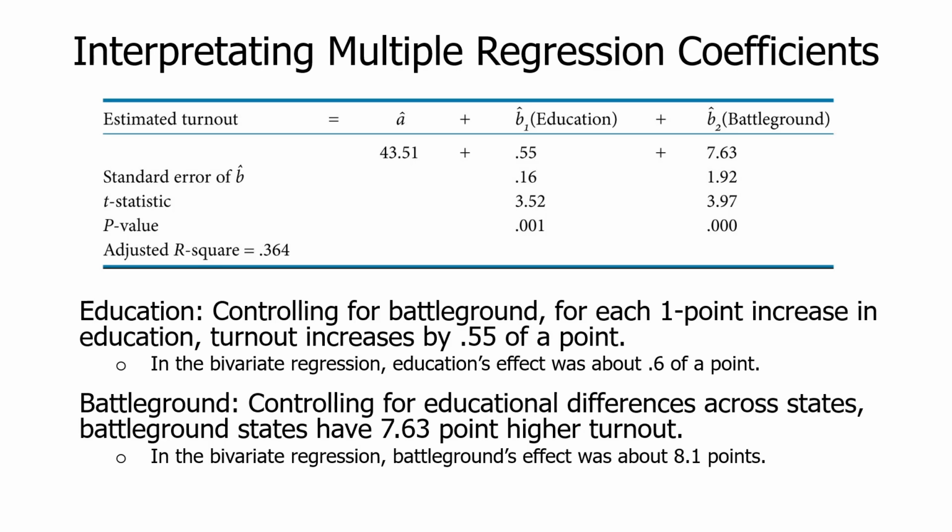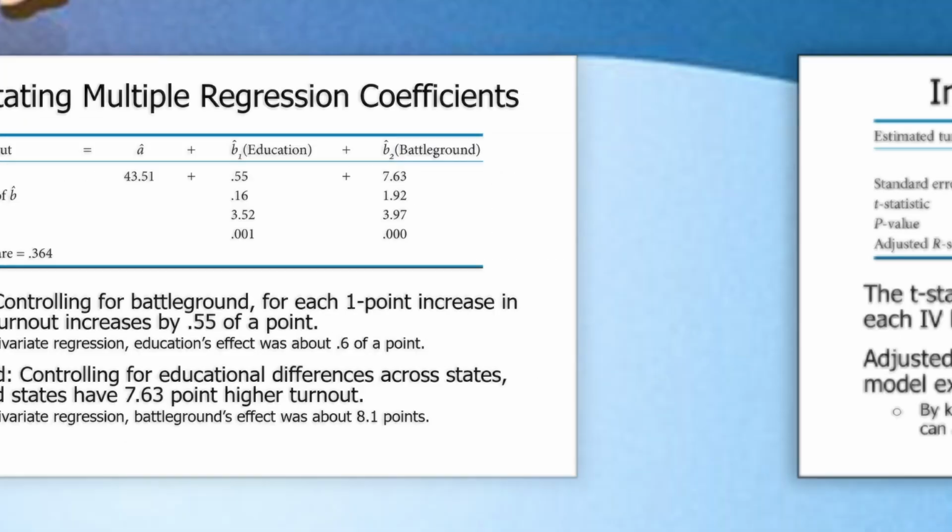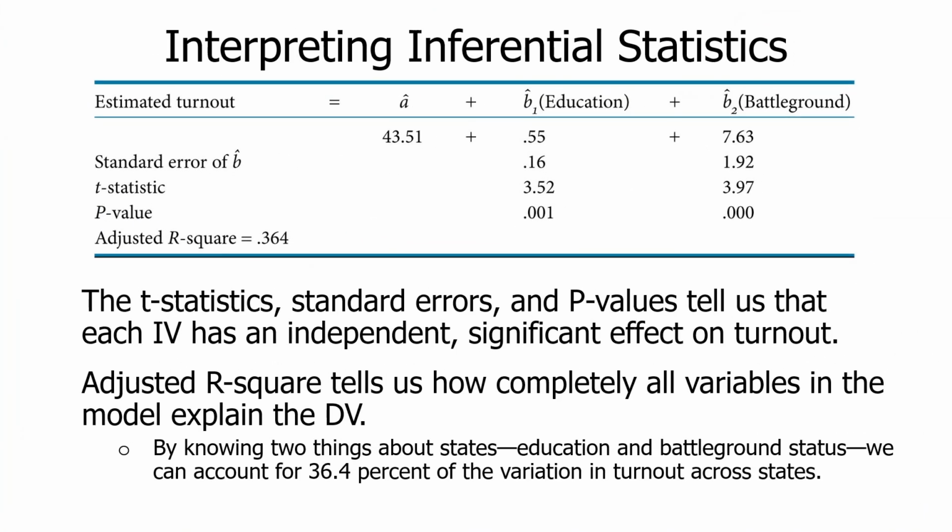Battleground, controlling for educational differences across states: battleground states have turnouts that are 7.63 points higher on average. And again, in the bivariate, we didn't control for anything. We got an inflated estimate of the effect of battleground, because that original estimate also included some effect of educational differences on turnout. But now we've taken that out. We've controlled for that. As we saw, the t-stats, standard errors, and p-values tell us that each variable has an independent significant effect on turnout.